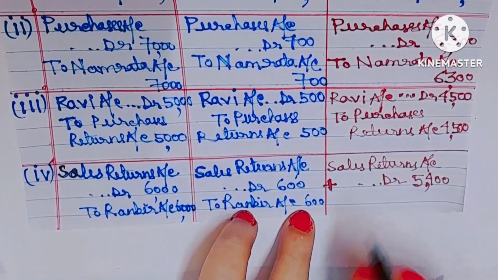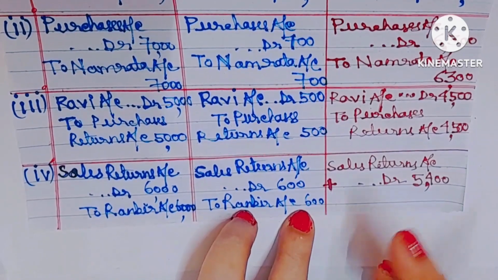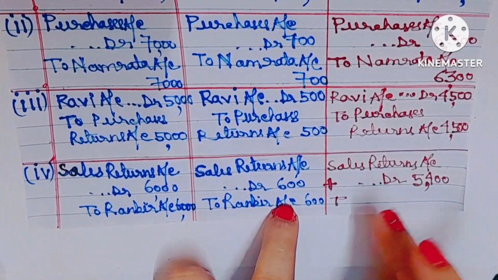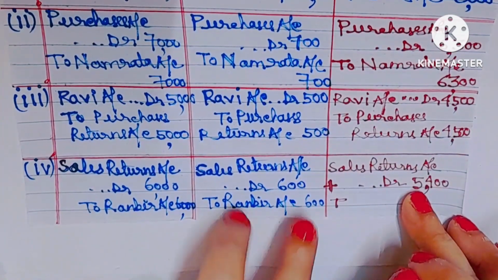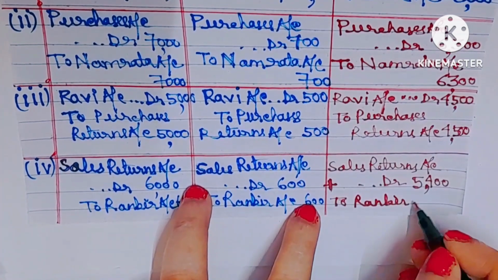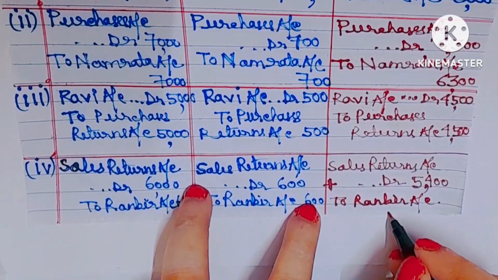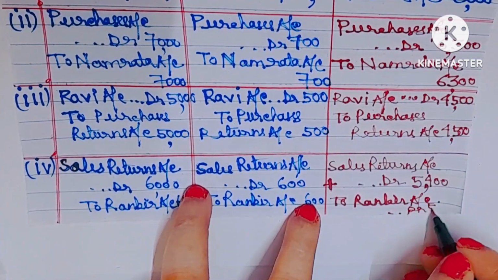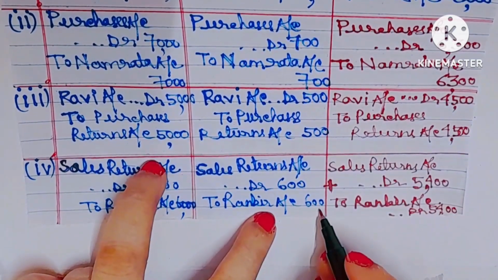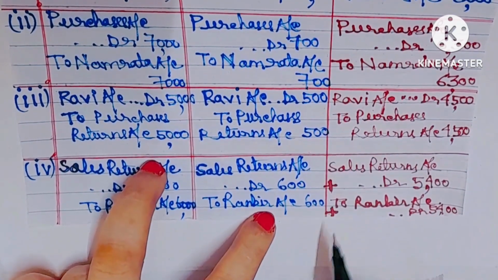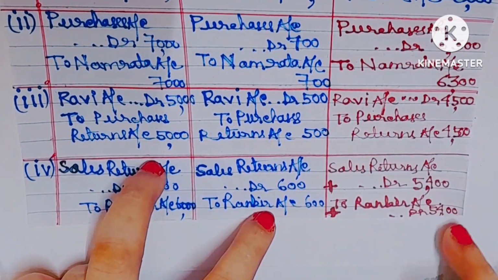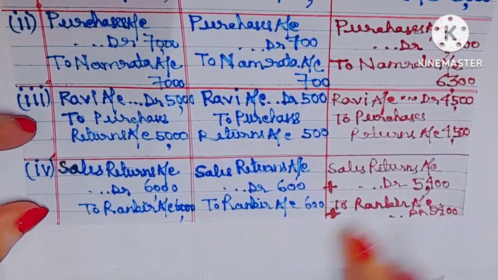To increase the amount, you do not have to write the entry on the opposite side, or you don't have to reverse the entry. You have to write the entry on the same side. See, 2 Ranbir account is on the credit side. You also have to write 2 Ranbir account on the credit side. The difference is you only have to write the differential amount. What is the differential amount? 5,400. See, 600 they have already recorded. 600 plus 5,400 will give you 6,000.